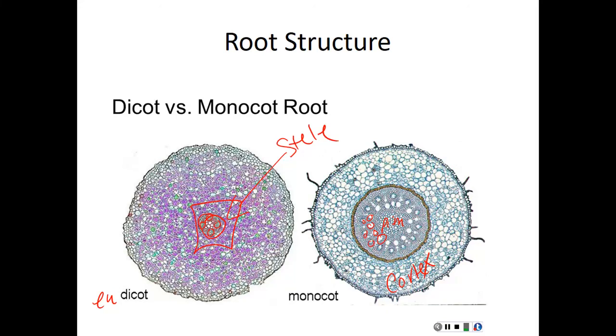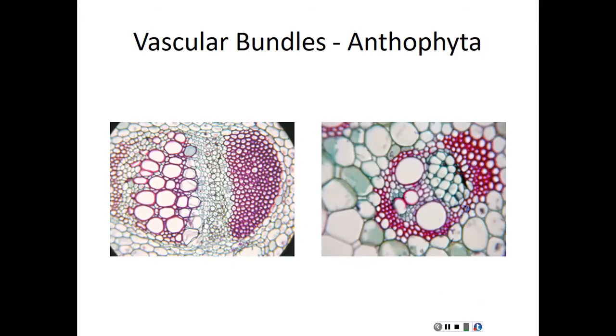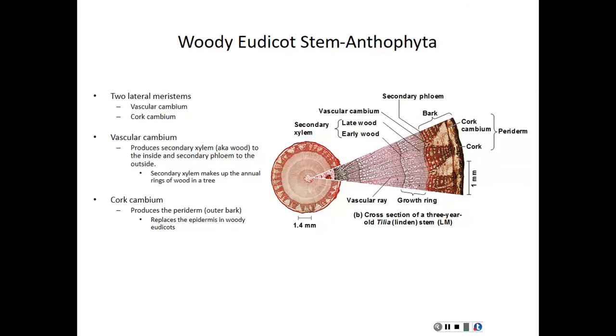So you should be able to identify both the xylem and the phloem in a monocot and dicot root and a monocot and dicot stem. And let's see, I already talked about that. So let's talk about a woody eudicot.